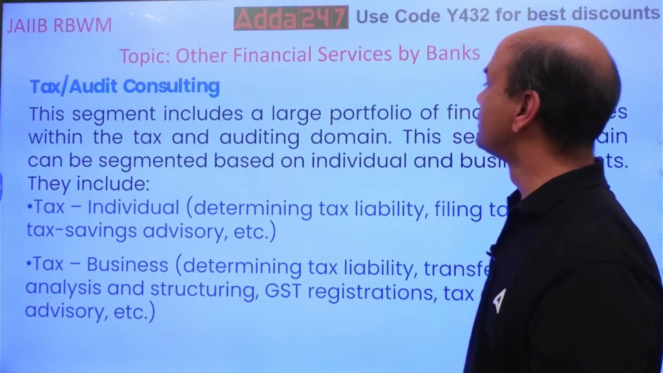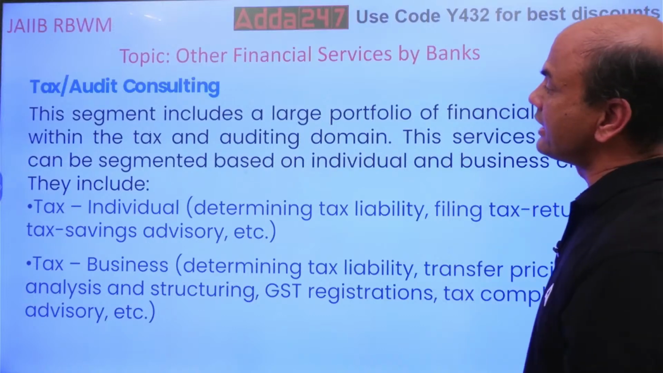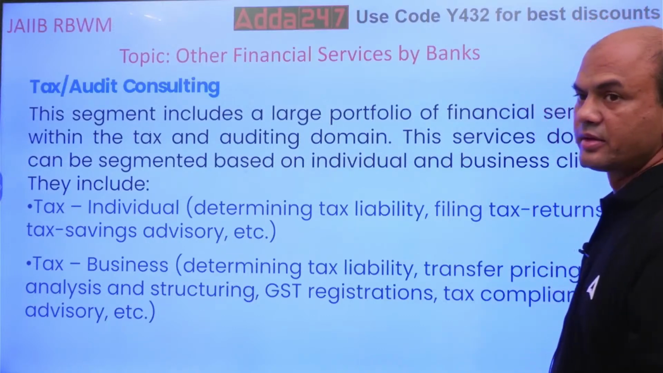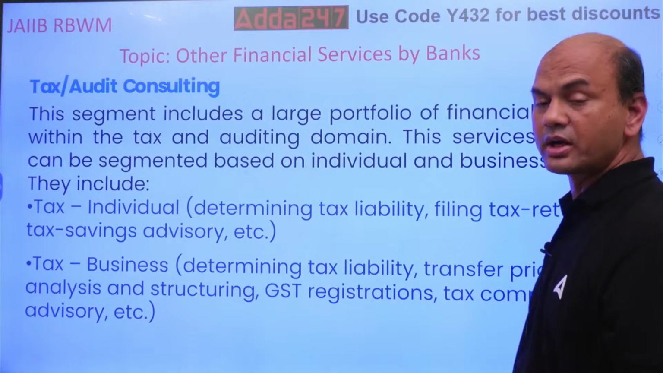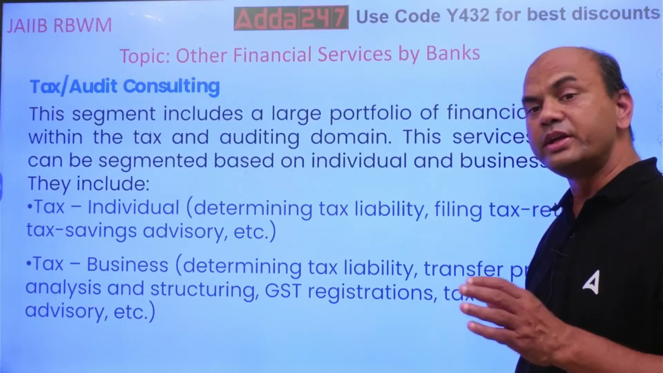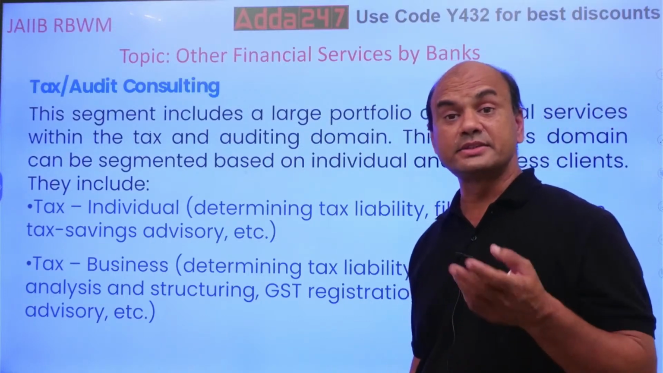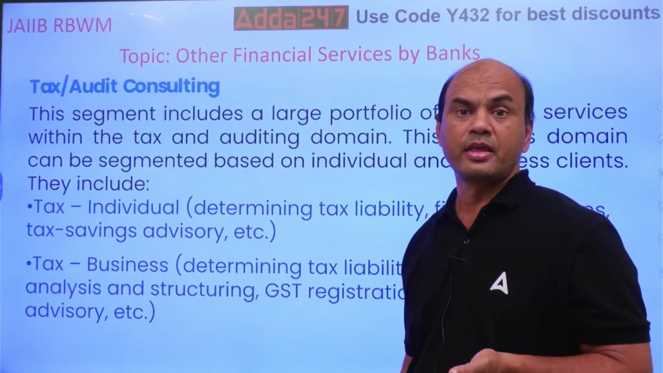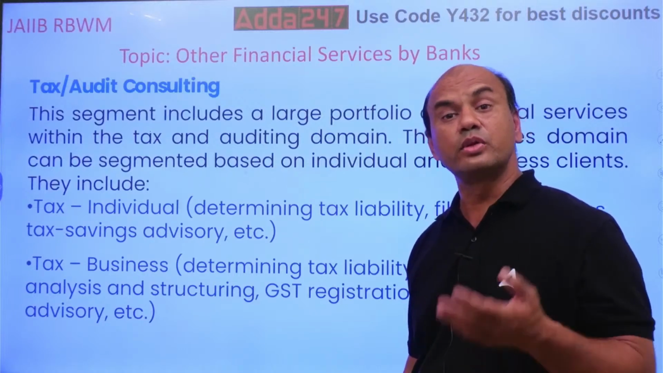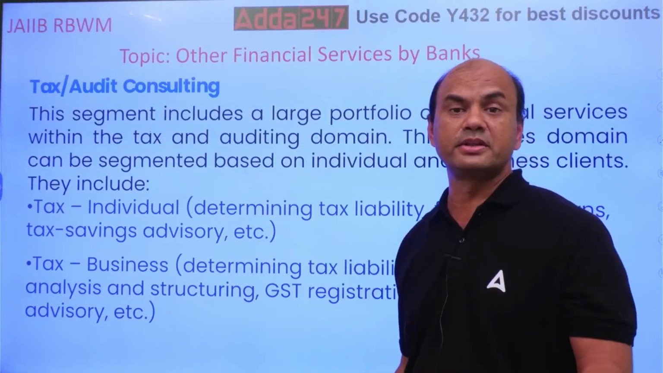This segment includes a large portfolio of financial services within the tax and auditing domain. So within the tax and auditing domain, you can guide the customer on which instruments the customer should purchase so that his tax is saved. There are various avenues. There is a donation avenue, ATG. You can suggest that also to the client, 50%.